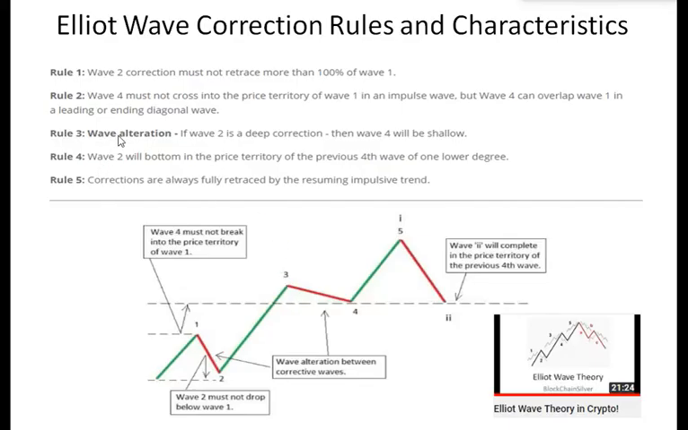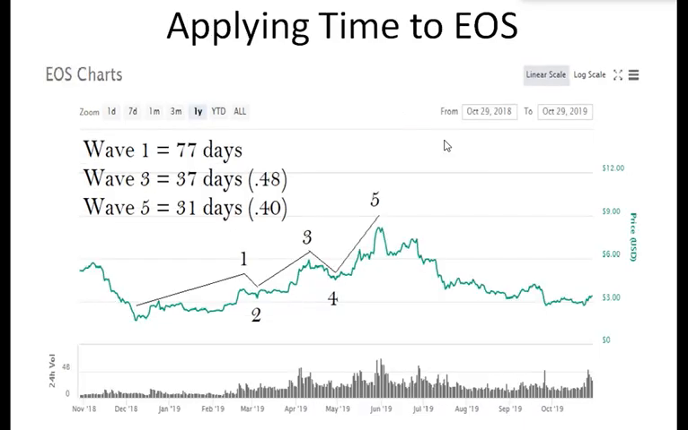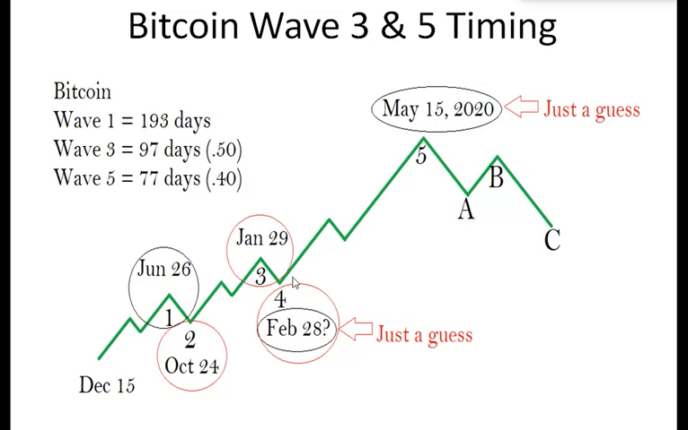Just like how they say the wave alternation, if wave 2 is a deep correction, then 4 will be shallow. So I'm definitely in the camp of I think this is going to be short and shallow, but we just don't know. And so if we come into February 28th, this could be first week of March, could be the middle of March, then it's going to be roughly about 77 days.